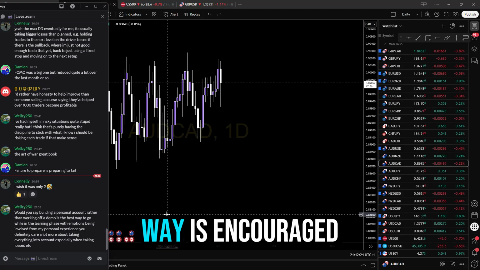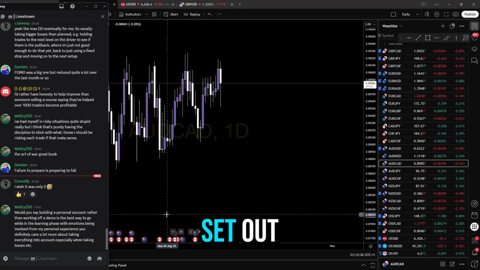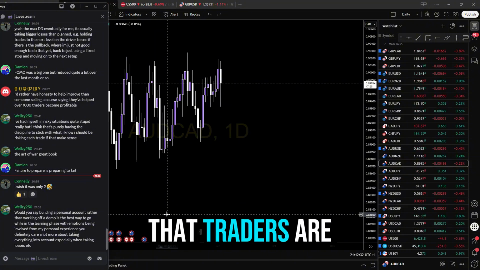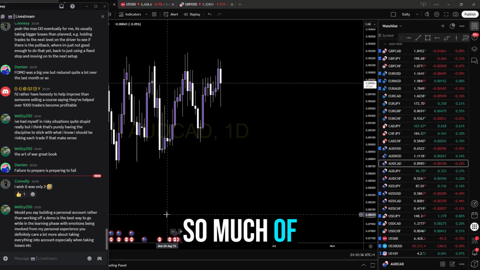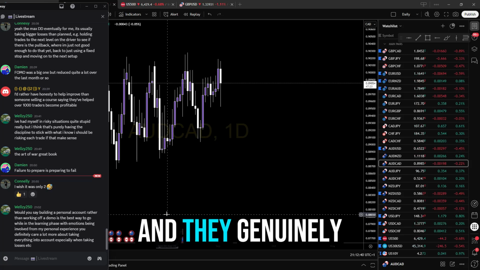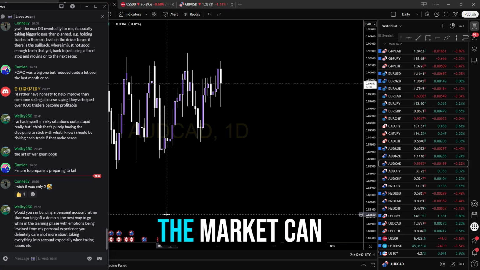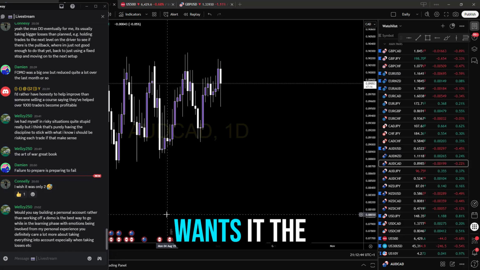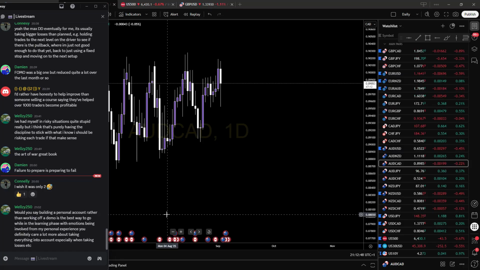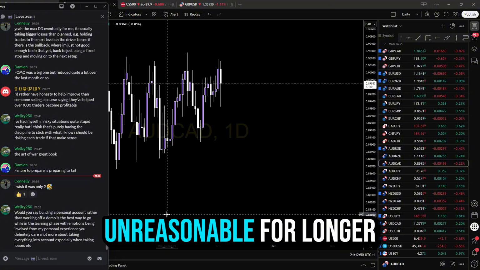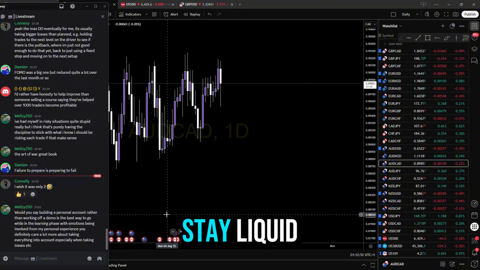But that extreme way is encouraged by the rules set out by the prop firm. I've seen it so many times that traders are in decent profit and they don't want to take a loss because they've got so much of this wiggle room, and they genuinely think the market's going to come back. The market can do anything it wants. The market can stay unreasonable for longer than you can stay liquid.